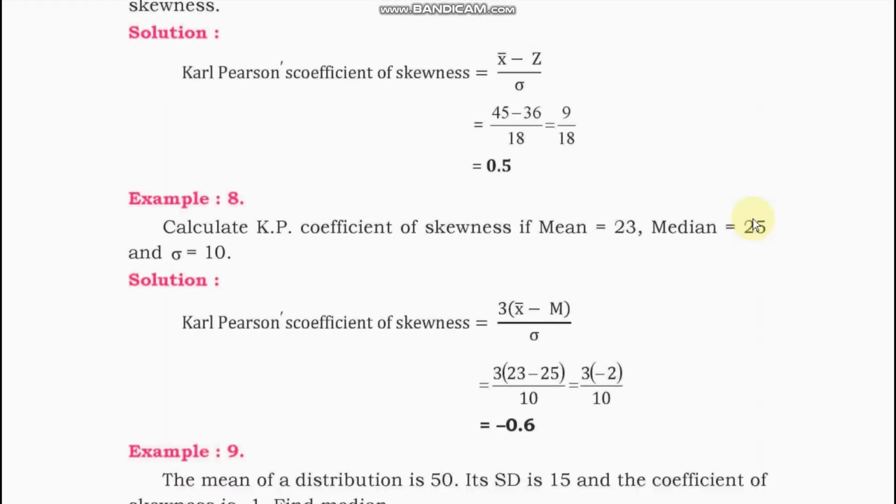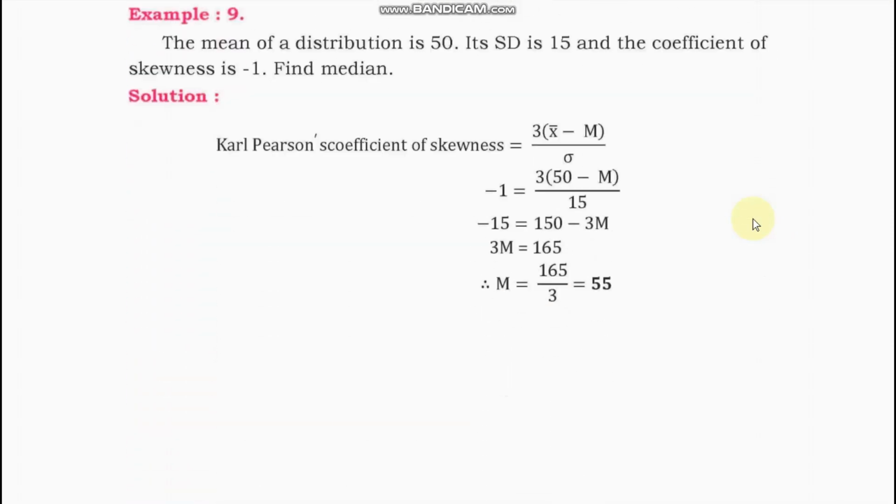Let's look at another problem here. The mean of the distribution is 50, its standard deviation is 15, and the coefficient of skewness is minus 1. Find the median. So they have given the mean value and the standard deviation value, and you have to find out the median value here. So minus 1 is equal to 3 into (50 minus median) divided by 15. So cross multiply this here.